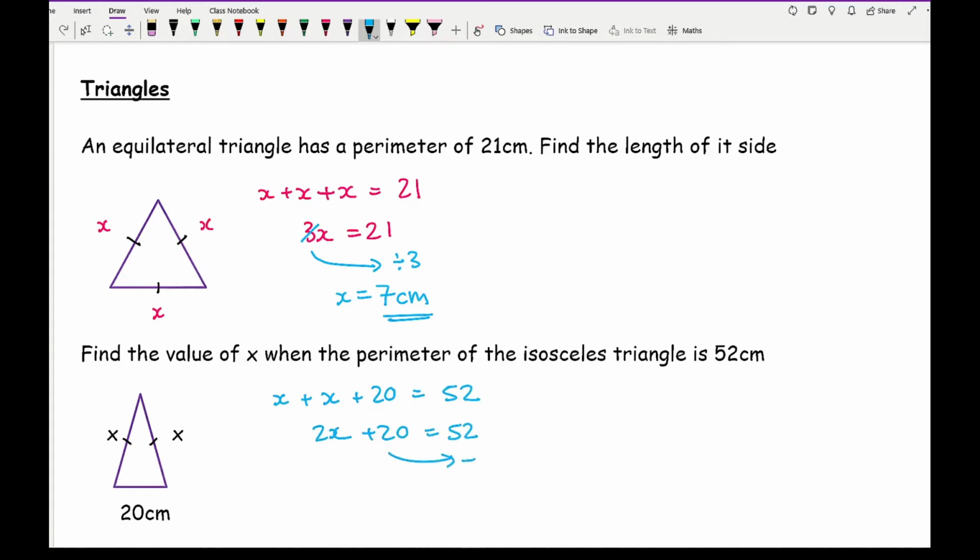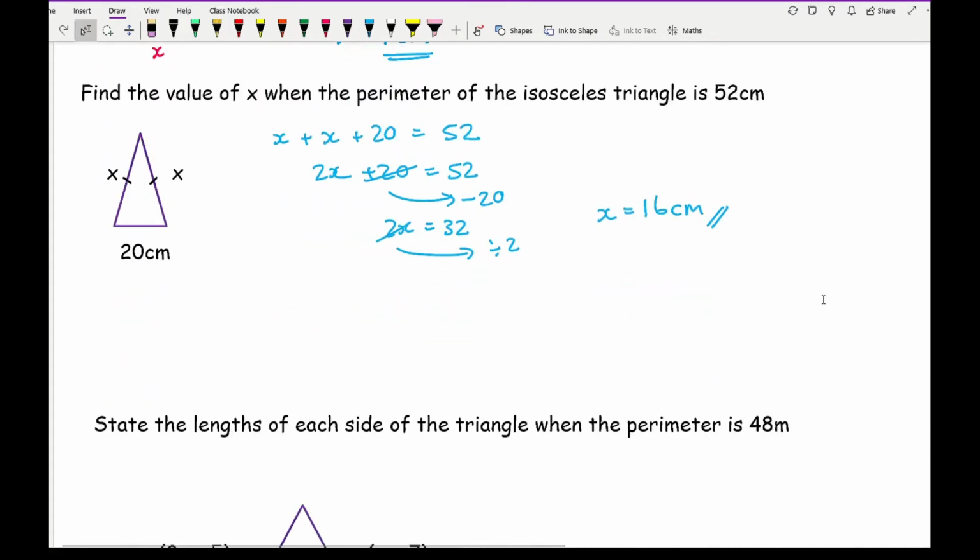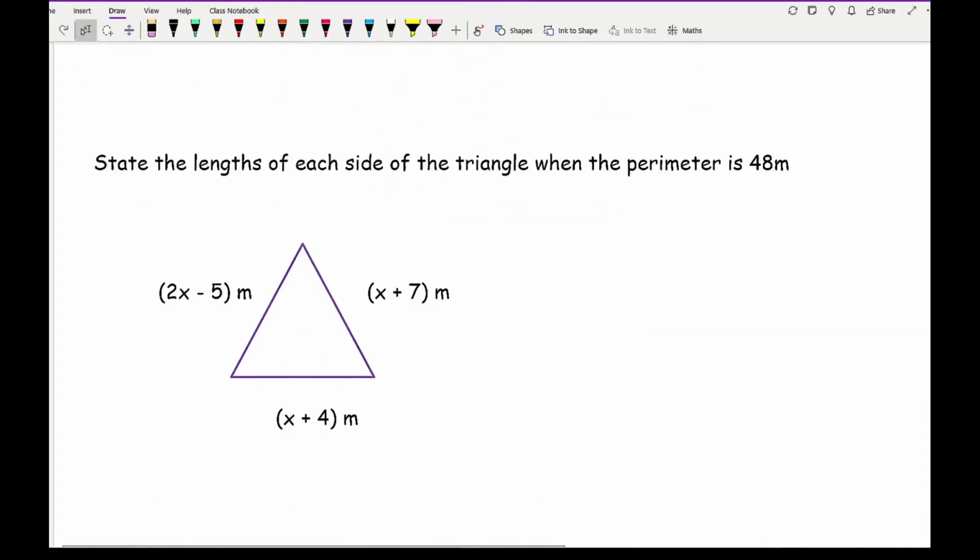Take away, get rid of the 20, so I'm left with 2x equals 32, and then divide by 2, in which I'm left with x equals 16 centimeters, and there is my final answer. So again, it's always important that you're able to work with numbers and also work with algebra.